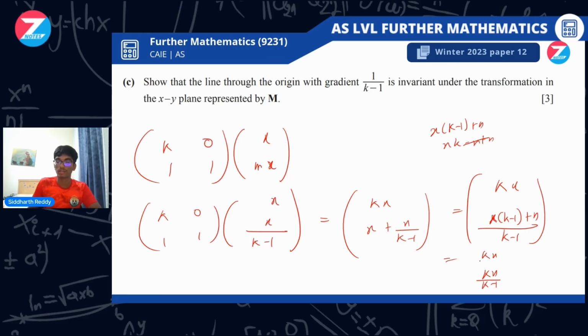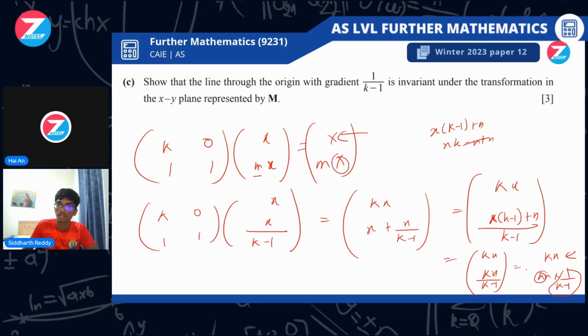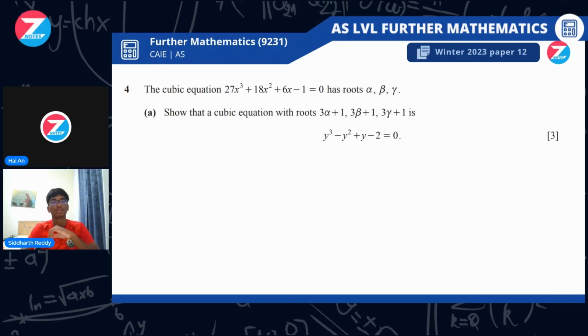So this actually satisfies our initial condition, since we can write this as nothing but kx and kx into 1 by k minus 1. Remember that 1 by k minus 1 is nothing but our gradient m. If we compare this with the original, we have x here, which is kx, and we have x here again, kx, and m, which is 1 by k minus 1. So it's been shown. So let's move to the next question.